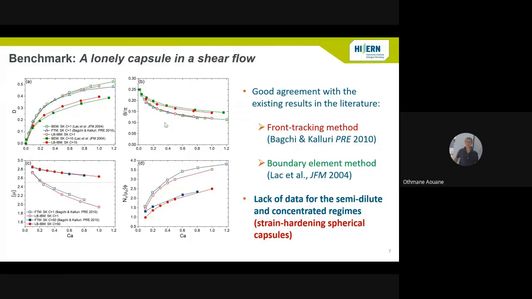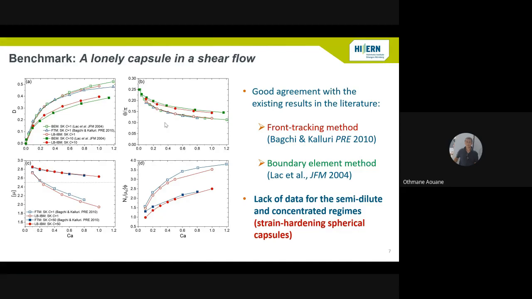So we start with doing a benchmark where we take a single capsule, we apply a shear flow, and then we measure some of the important quantities. The first quantity would be the elongation of the capsule. And then we also measure the orientation of the capsule with respect to the flow direction. Then we measure also the intrinsic viscosity of the capsule and the first normal stress difference.